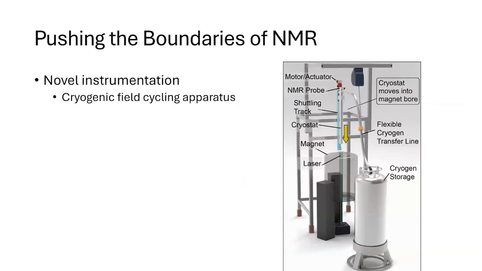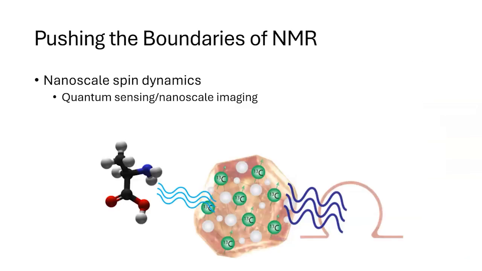I'm also working on some novel instrumentation, which will allow us to explore NMR in new regimes. In the figure here, I've helped build an apparatus that can go to low temperatures and also variable magnetic fields during an NMR experiment. In this instrument, we put the sample inside of a cryostat at extremely low temperatures, and then the cryostat is attached to a motor, which can push and pull the cryostat into and out of the magnet during experiments. And then finally, I'm interested in studying nanoscale spin dynamics in hopes that this will allow us to do some interesting quantum sensing and nanoscale MRI imaging.